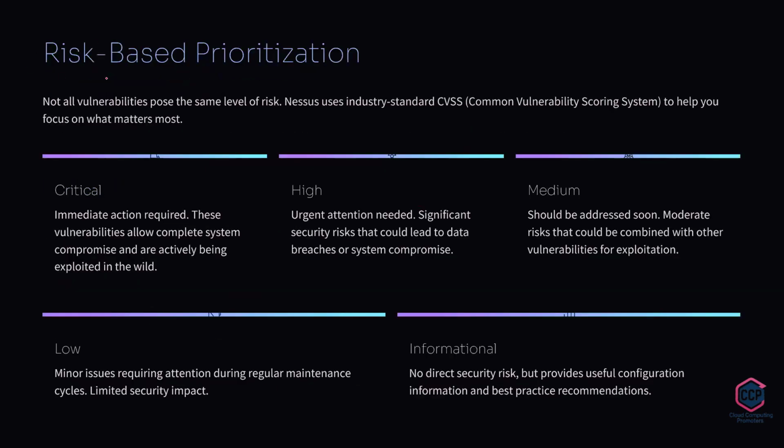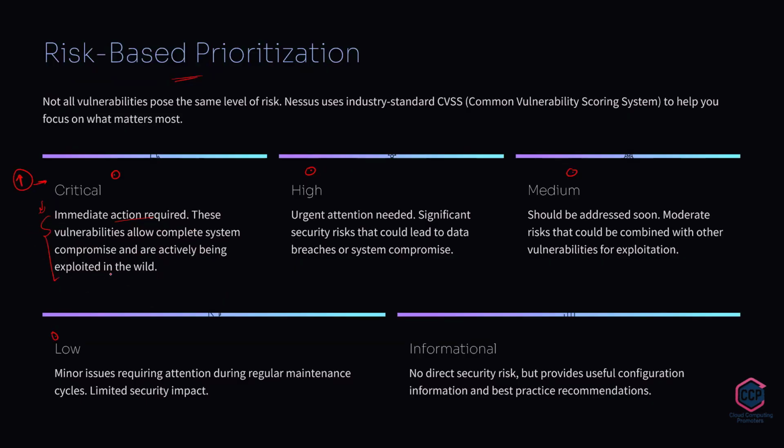Like here, risk-based prioritization: what is it? If any alert is critical, it will make sure that it is shown in red. If it is high, it has another color indicator, then medium, and if it is low, information. So what is a critical alert or critical vulnerability? One where immediate action needs to be taken. These vulnerabilities allow complete system compromise and are actively being exploited widely.